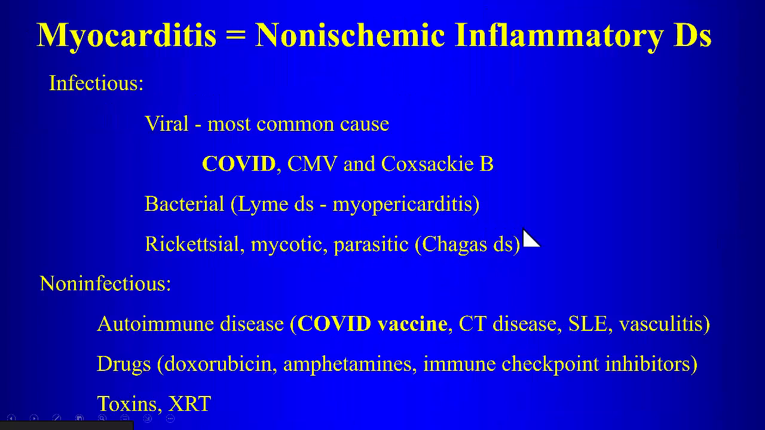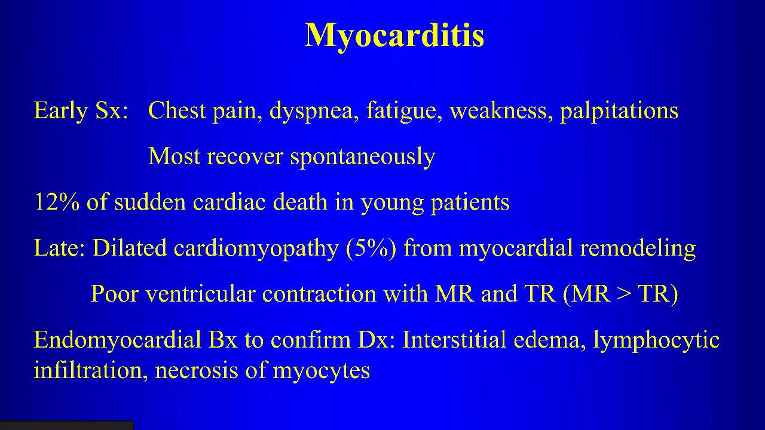So let's talk about myocarditis. Commonly it's caused by viral infections. There are other infections that can also cause it. There are non-infectious causes of myocarditis also that I've listed here. Sometimes drugs can do it, toxins, even radiation therapy. Myocarditis represents non-ischemic inflammatory disease of the myocardium. So patients can present with chest pain, weakness, palpitations.